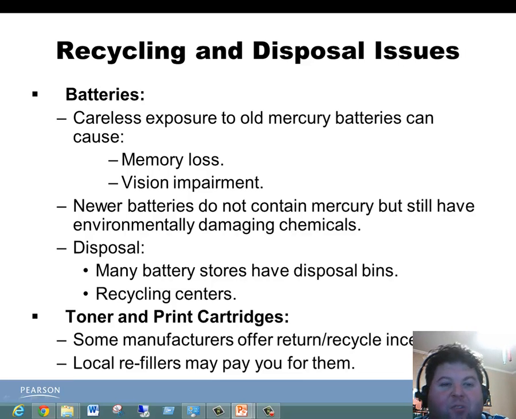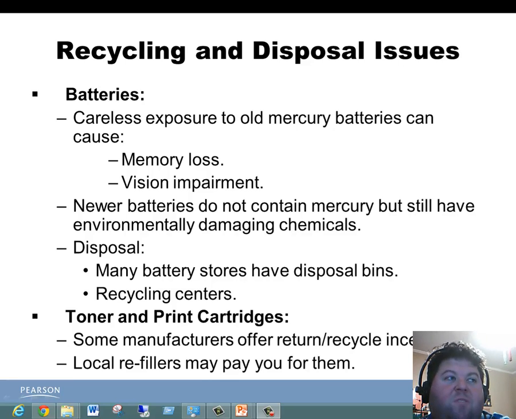I know that some of you, and I've done it myself unfortunately, will forget about that and throw batteries from remote controls and things in the trash. But you should take it to a recycling center. You can also do that same thing with toner and print cartridges. In fact, some toner cartridges, if you send them back, you might get a deposit back. You might get some money from the manufacturer.